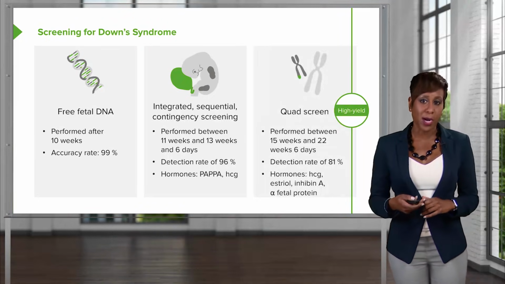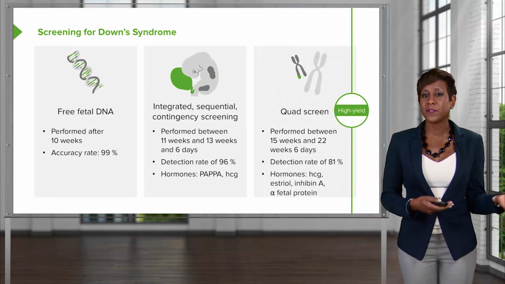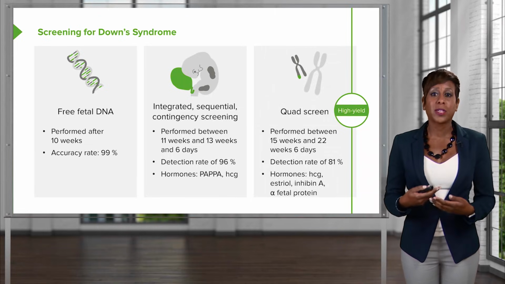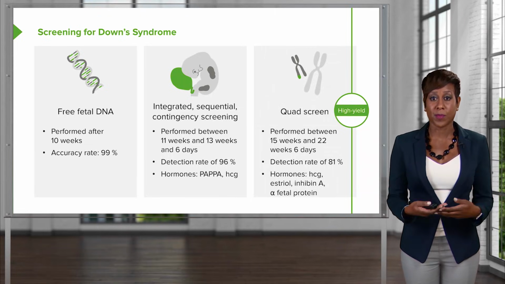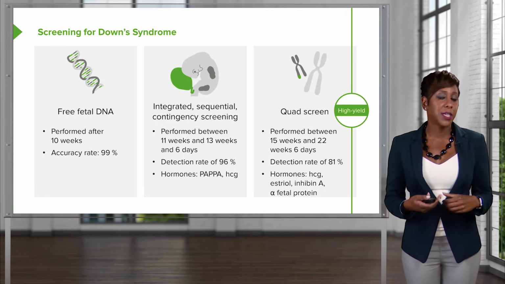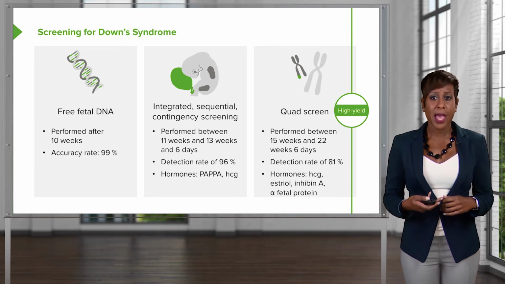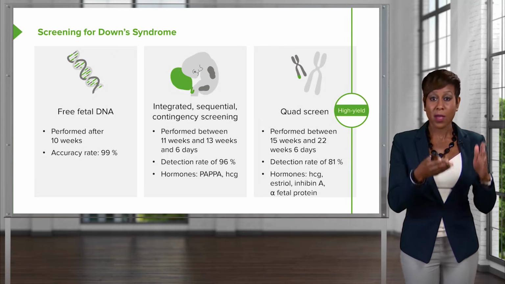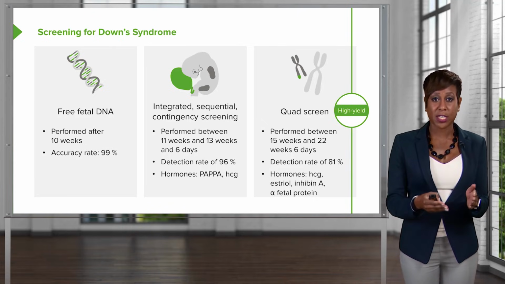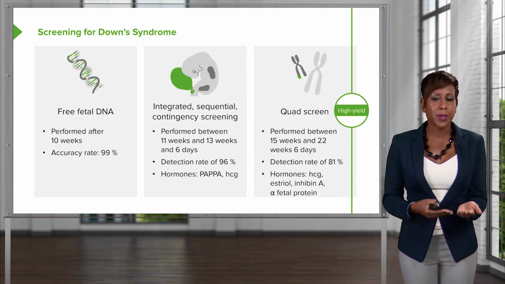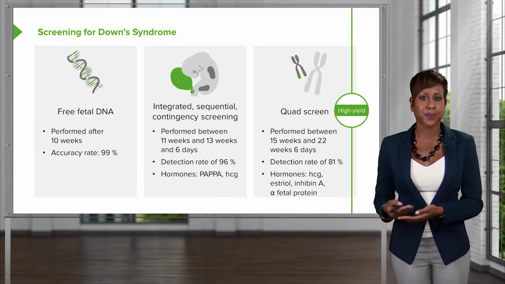Together, these each have a detection rate of about 95 to 96%. The third test is the quad screen. This is performed between 15 weeks and 22 weeks and 6 days of gestation. Mom's blood is drawn looking for 4 different hormone levels: hCG, estriol, inhibin A, and alpha-fetoprotein. This has the lowest detection rate, 81%. And again, this is done as probability. So it looks at a mother of that ethnicity at that gestational age with those 4 hormone levels to tell the probability of the baby having Down syndrome.